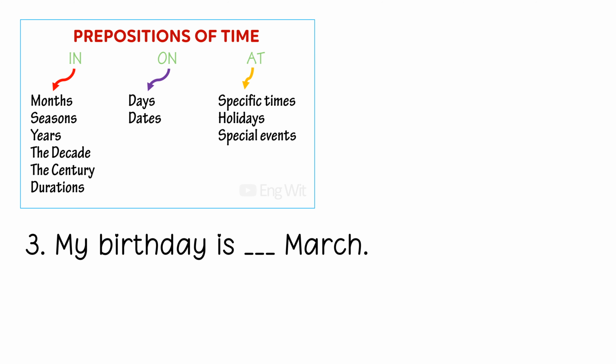My birthday is blank March. The time word in this sentence is March. March is a month. So, we use the time preposition in. My birthday is in March.